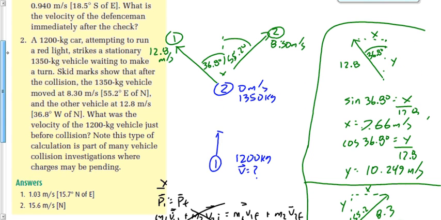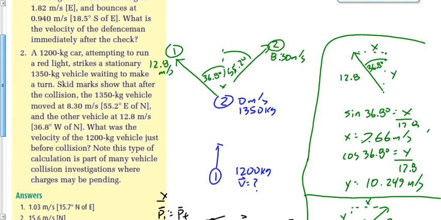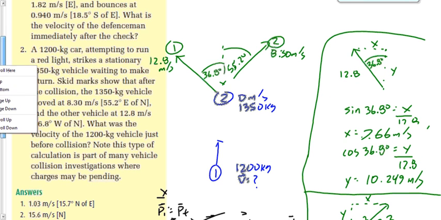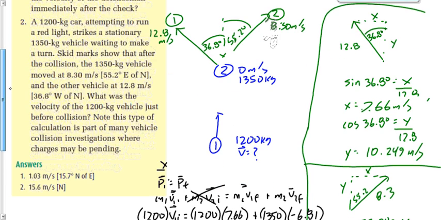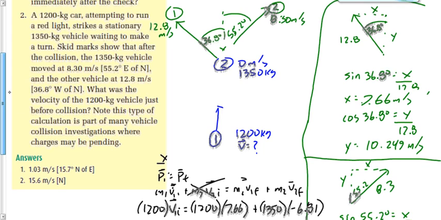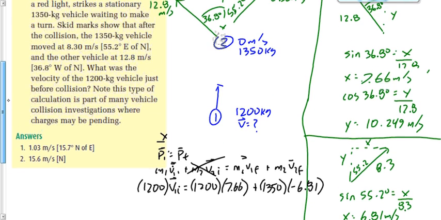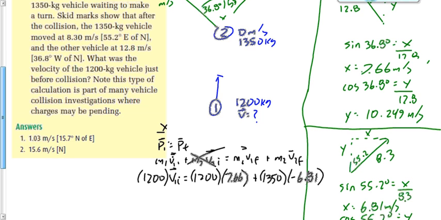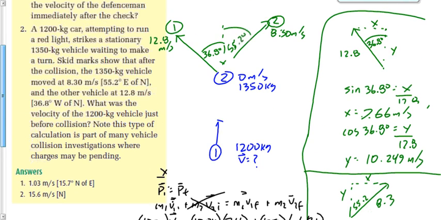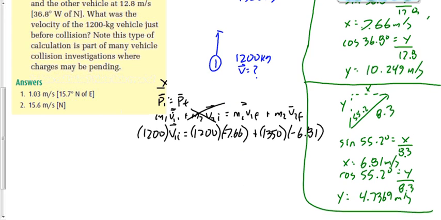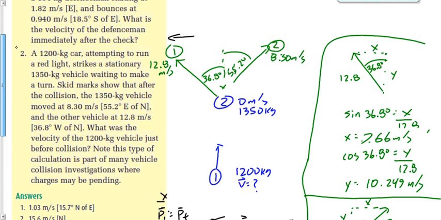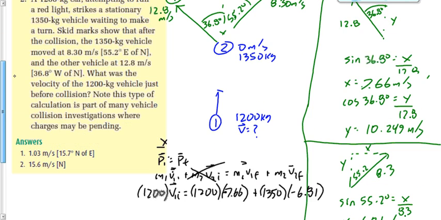Or is that right? No, that's wrong, isn't it? Object number 2 is positive and object number 1 is negative. Is that right? See, this guy, object number 1, is going this way, so it's going to be negative 7.66. And object number 2 is going to the right, so it's going to be positive 6.81.